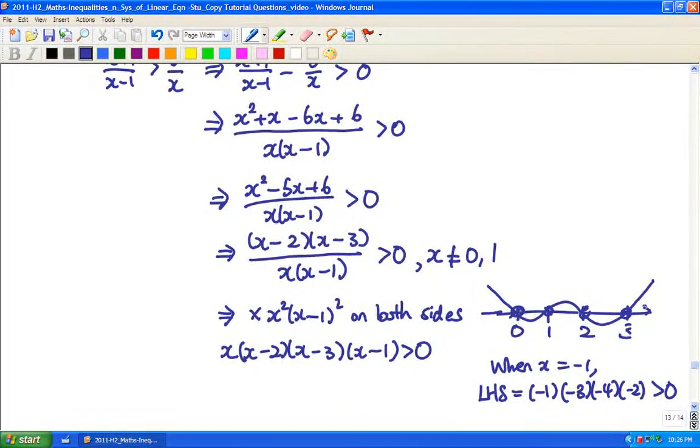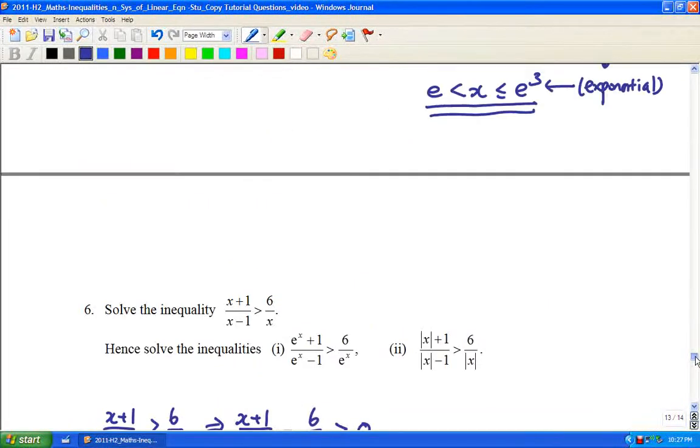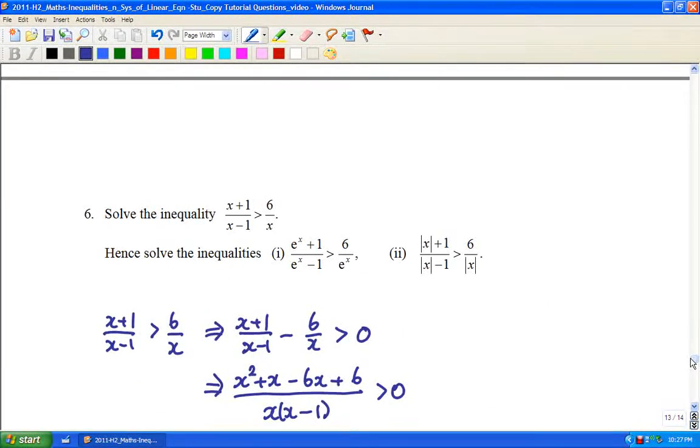So our conclusion should instead be x is less than 0, or 1 is smaller than x is smaller than 2, or x is greater than 3. So what we now have is the answer for the first part. Now for the second part, we are asked to solve each of these inequalities. We can use substitution for each.